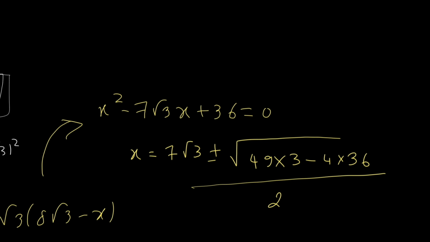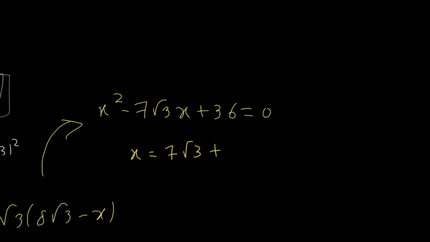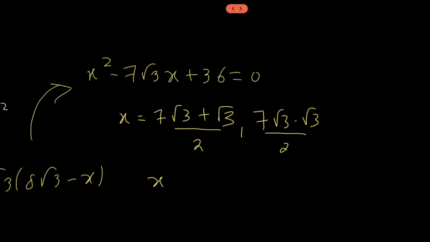Now 4 into 36 can be factored and written as 4 into 12 into 3. Now 4 into 12 becomes 48, and into 3 as it is. So 48 into 3. Now 49 into 3 minus 48 into 3, I can simply take 3 common, and inside the bracket I will have 49 minus 48, which simply equals 1. So what is finally remaining is square root of 3. So x equals 7 root 3 plus and minus square root of 3, upon 2. So two cases: 7 root 3 plus root 3 upon 2, or else 7 root 3 minus root 3 upon 2. These are like terms, so finally we'll get x as equal to 4 square root of 3 or else 3 square root of 3.